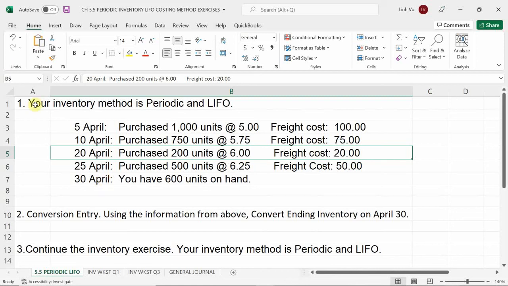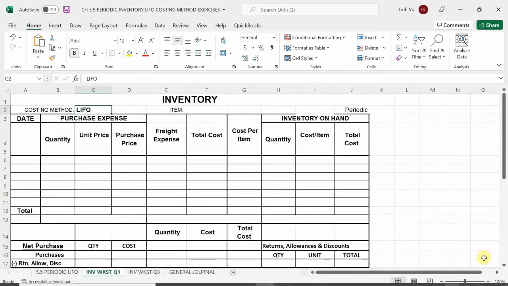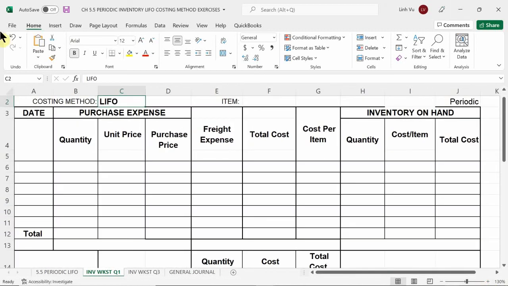So on April 5th, we purchased 1,000 units at $5 each with a freight of 100. So taking my inventory worksheet here, the first one, it is April 5th. We bought 1,000 units at $5 each with a freight of 100.